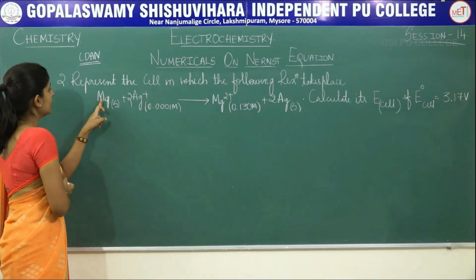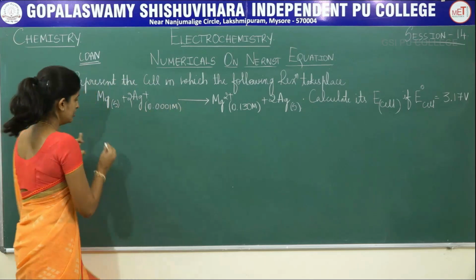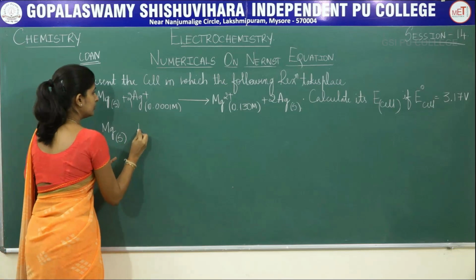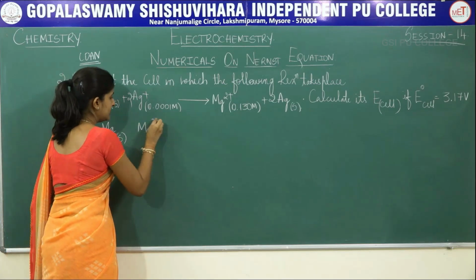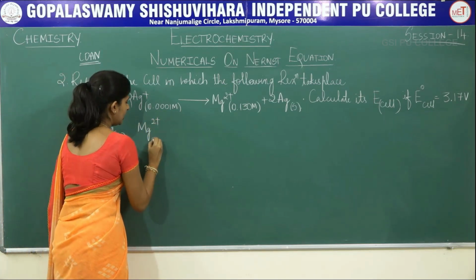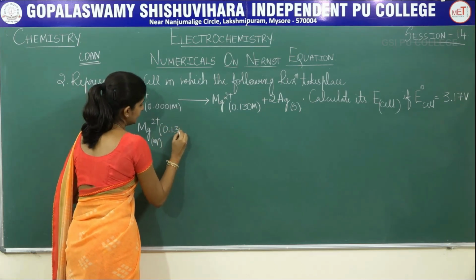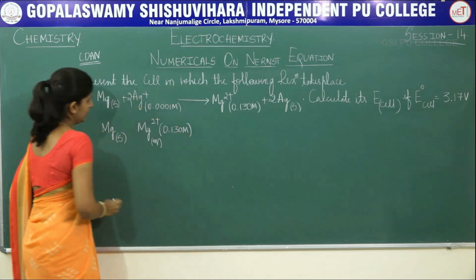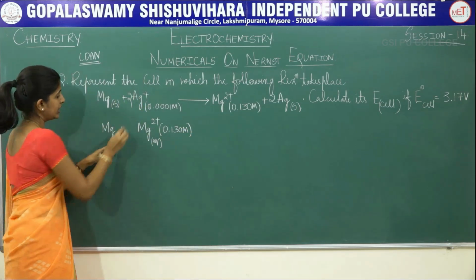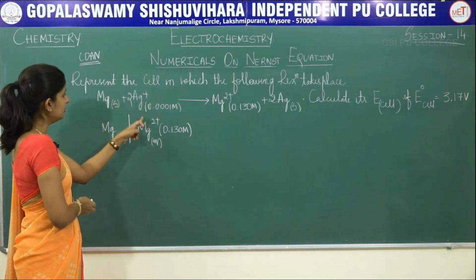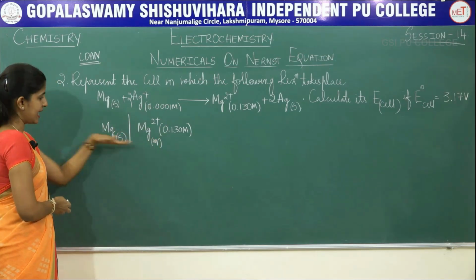So first thing, magnesium is undergoing oxidation. So it is magnesium solid to magnesium 2 plus, aqueous. You have to write the concentration, which is 0.130 molar. Oxidation is happening. You have to separate it by a single line. Next, silver. Anode is completed, the left side anode is completed.